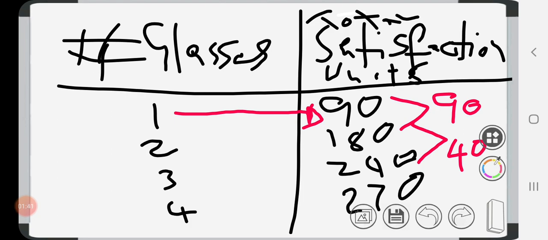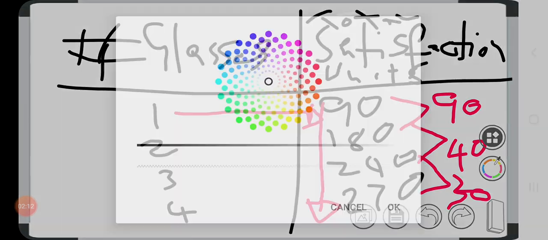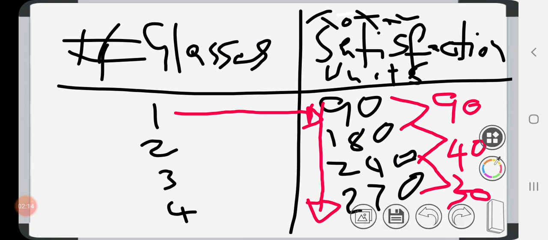Now you consumed another glass of water. Now you consume one more. You are on the fourth one. Now your satisfaction has moved from 240 to 270, which is 30 units of satisfaction. So if you look at the rate here, you will see that these numbers are decreasing. It just tells you that although the total satisfaction is increasing, it's actually increasing by a smaller amount each time, right?